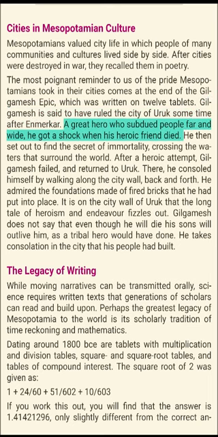Gilgamesh is said to have ruled the city of Uruk some time after Enmerkar. A great hero who subdued people far and wide, he got a shock when his heroic friend died. He then set out to find the secret of immortality, crossing the waters that surround the world. After a heroic attempt, Gilgamesh failed, and returned to Uruk. There, he consoled himself by walking along the city wall, back and forth.